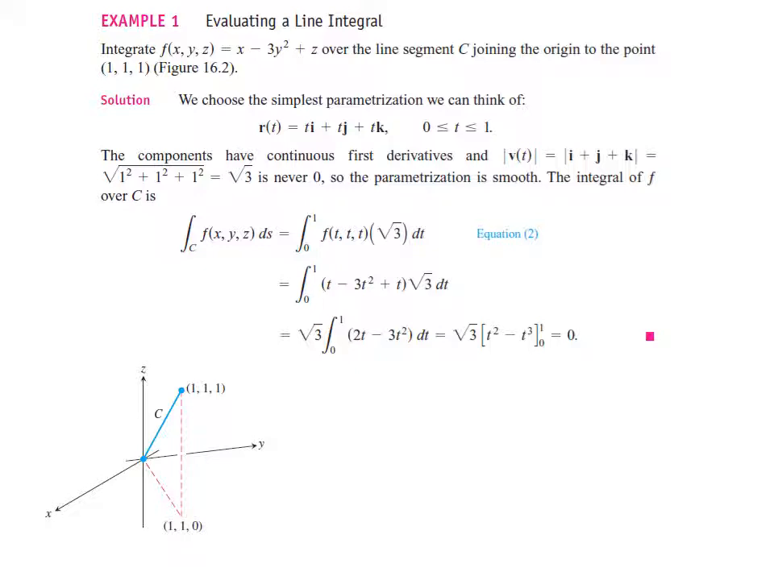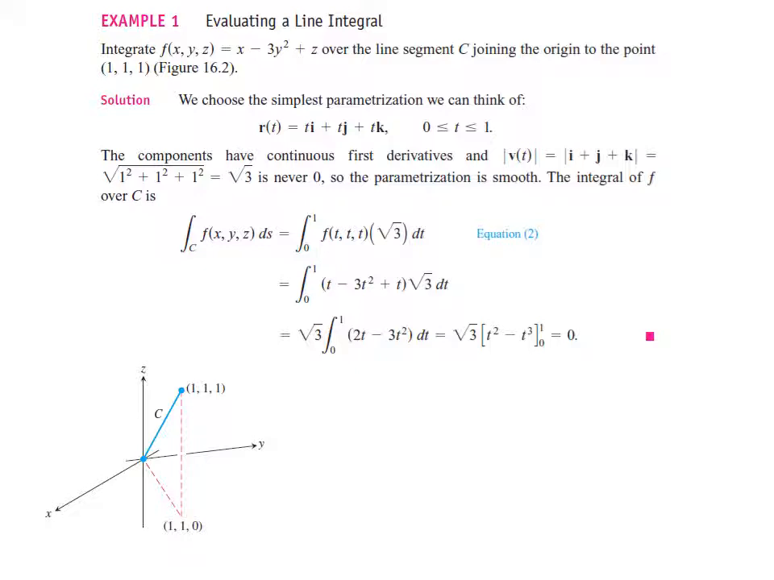Now let us take x equal to t, y equal to t, and z equal to t in the function f of x comma y comma z here. So therefore, integration from 0 to 1 of t minus 3t square plus t into square root of 3 into dt. Square root of 3 take it outside: integration from 0 to 1 of 2t minus 3t square into dt.